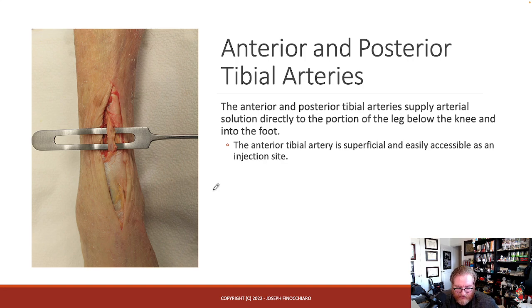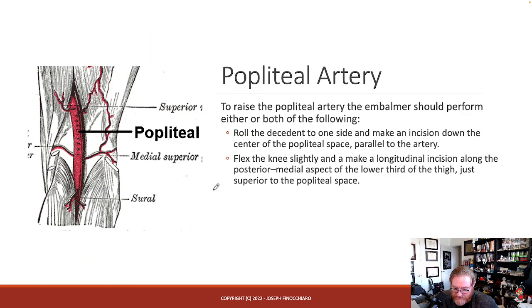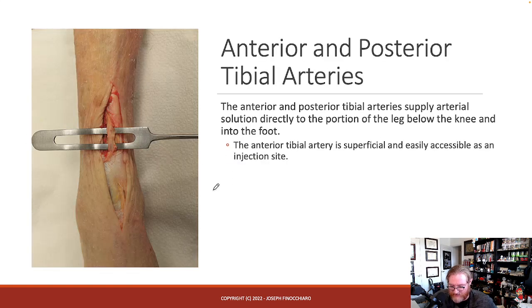The anterior tibial artery, this is the tibial. I was like, wait a second, this looks like it's in the wrong place. That looks like an ankle. So that is an ankle. The anterior tibial and posterior tibial arteries supply arterial solution directly to the portion of the leg below the knee and into the foot. The anterior tibial artery is superficial and easily accessible as an injection site.